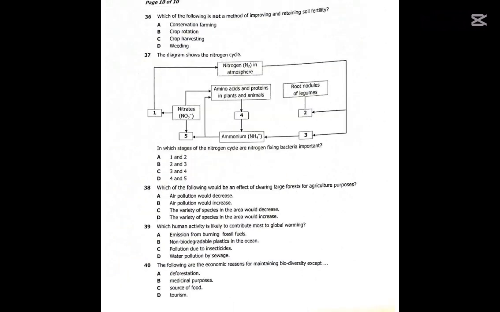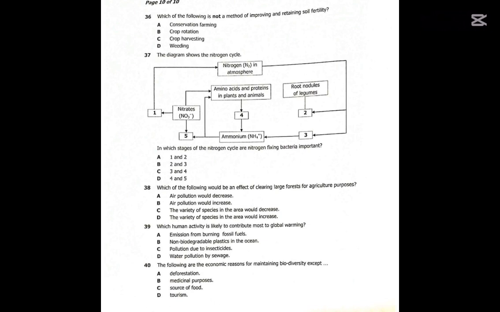34. Answer A. Explanation. The diagram shows anaphase, where chromatids separate and move to opposite ends of the cell. 35. Answer D. Explanation. A tick is an arachnid with an unsegmented body and 4 pairs of legs. 36. Answer C. Explanation. Crop harvesting removes nutrients from the soil. It is a result of farming rather than a method for retaining fertility.